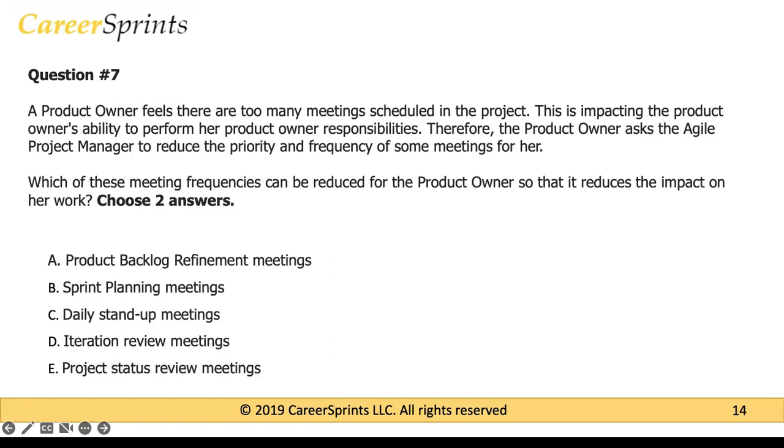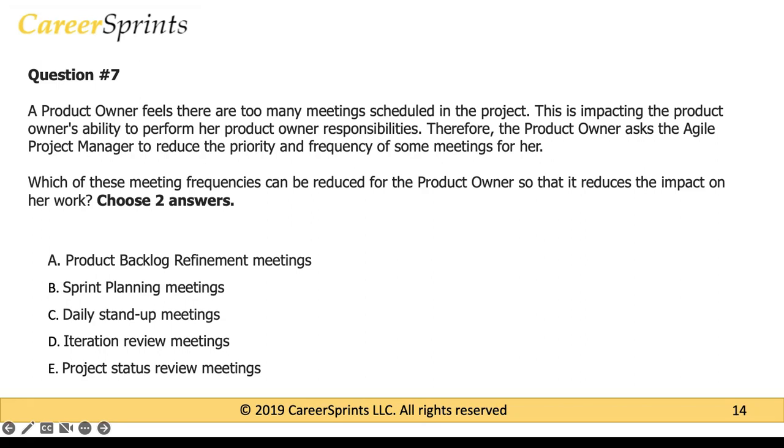A product owner feels there are too many meetings scheduled in the project. This is impacting the product owner's ability to perform her product owner responsibilities. Therefore, the product owner asks the Agile project manager to reduce the priority and frequency of some meetings for her. Which of these meeting frequencies can be reduced for the product owner so that it reduces the impact on her work? Choose 2 answers. So the options are product backlog refinement meetings, sprint planning meetings, daily stand-up meetings, iteration review meetings, and project status review meetings. So I'm going to give you a couple of seconds so that you can think about the answer and choose your answers.